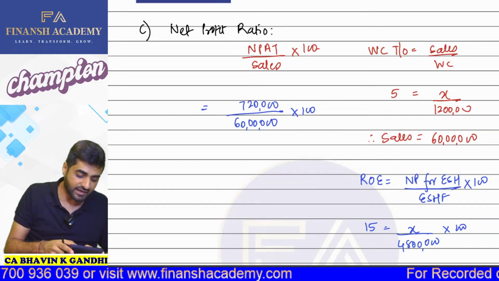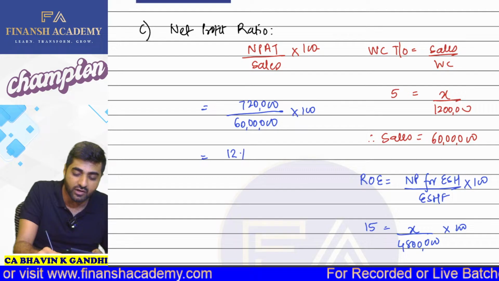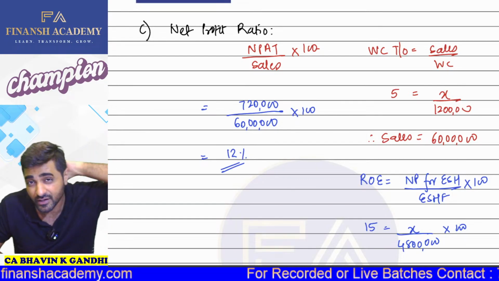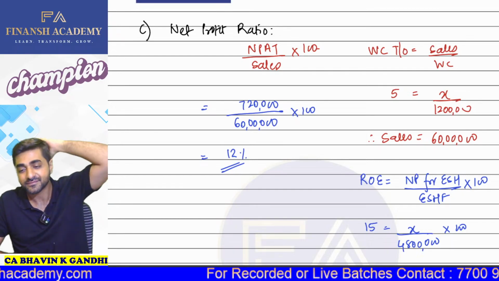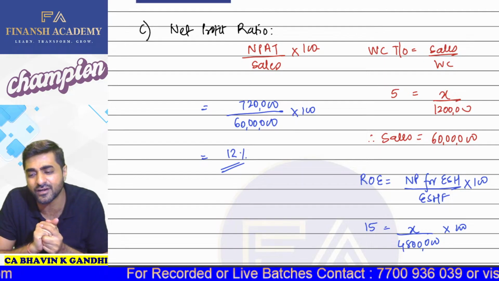So I have this as 7 lakh 20. This is 60 lakhs. So 7 lakh 20 divided by 60 lakhs into 100. Is this 12%, your net profit ratio? Yes or no? Then the answer is absolutely yes. Your net profit ratio is 12%. Have you understood this? So very easily we have calculated.